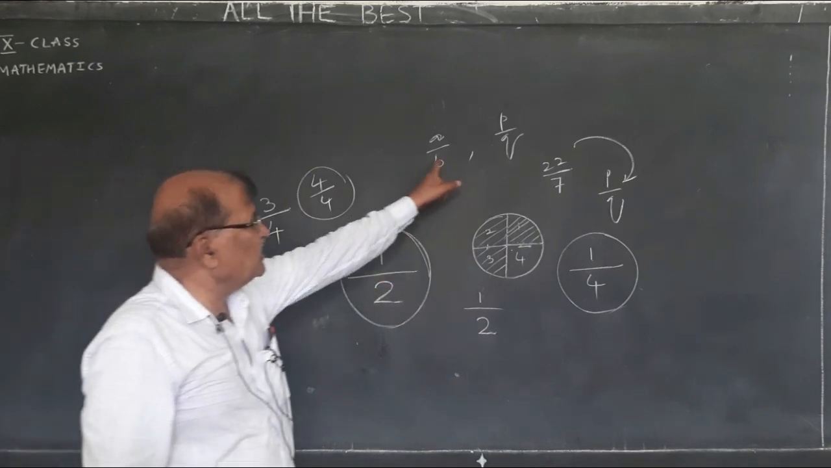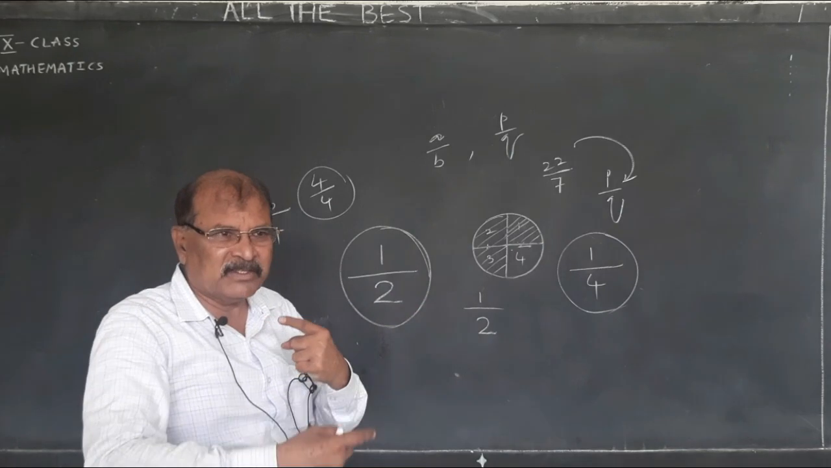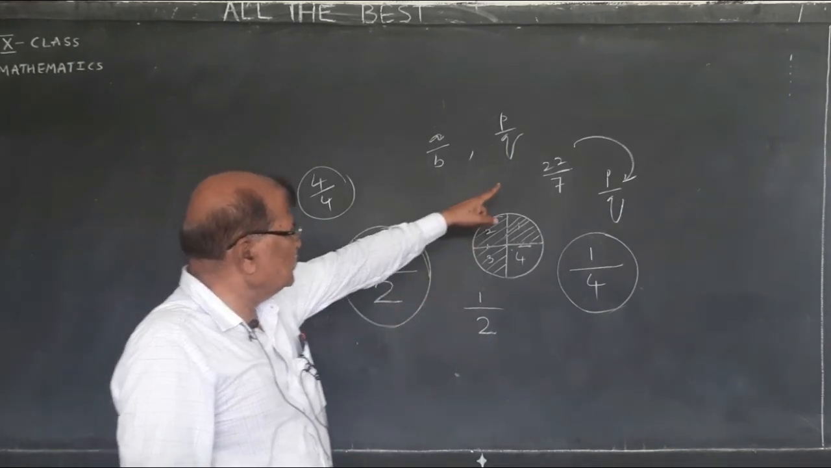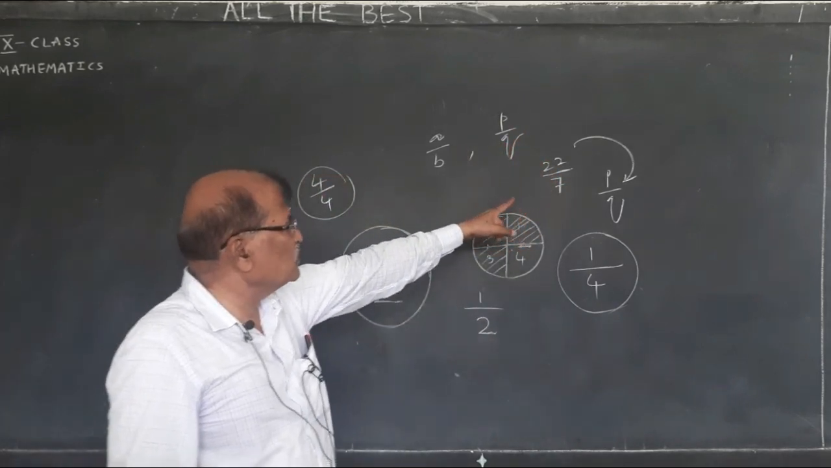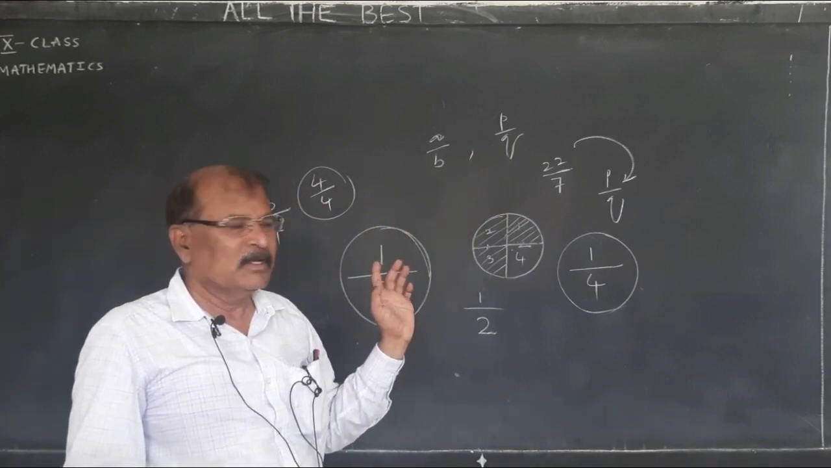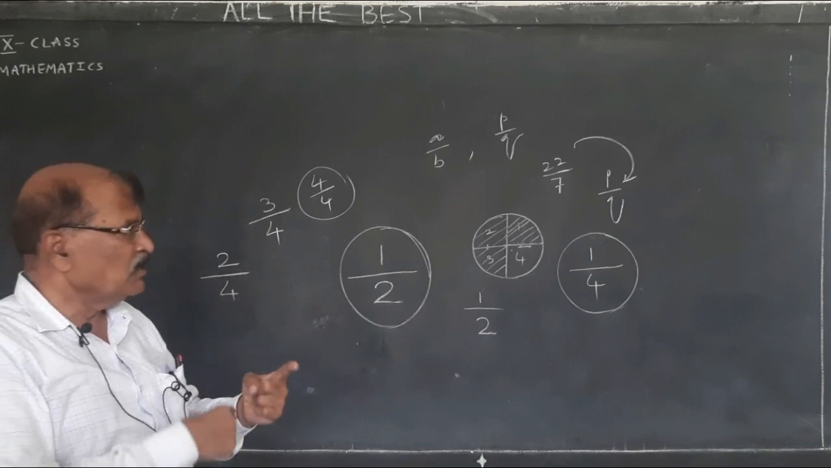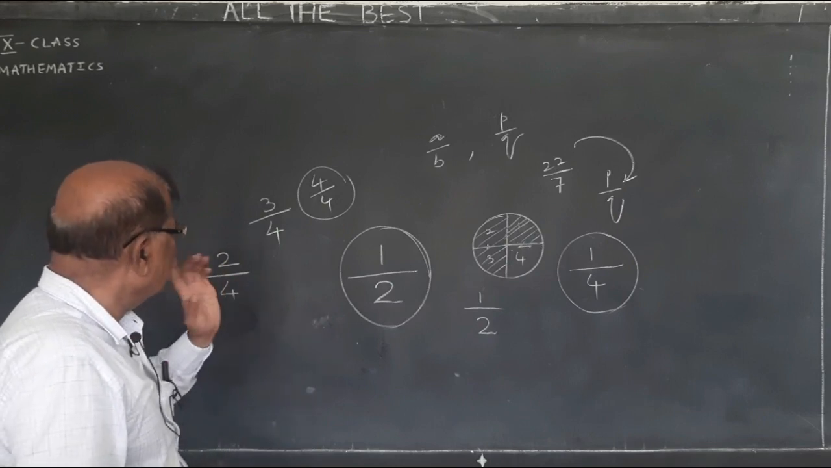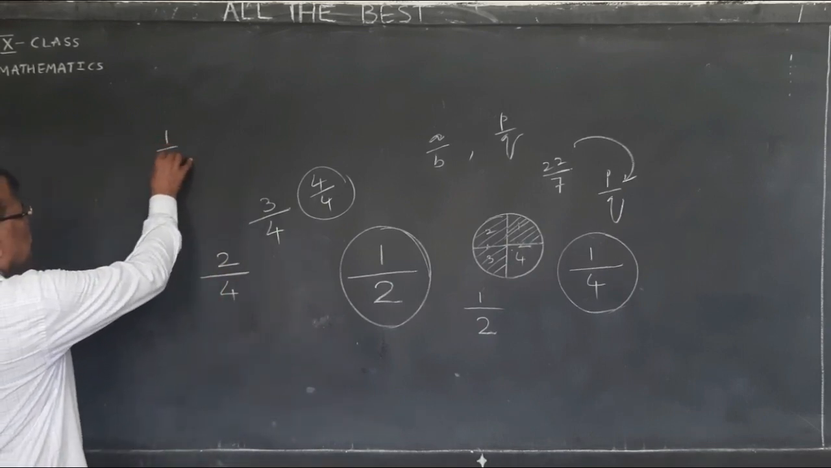It differs from the definition. When we define that a rational number is in the p by q form, this is p, this is q, this should also be a rational number, but it is not. So the definition of a rational number is changed, without any ambiguity. For example, I will tell you. You take 1 by 2.